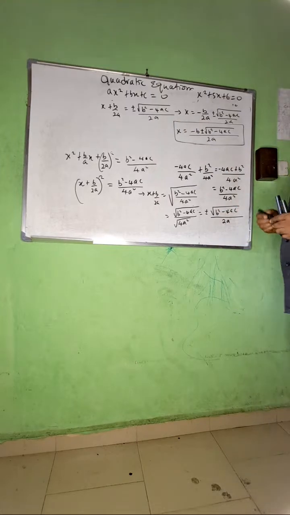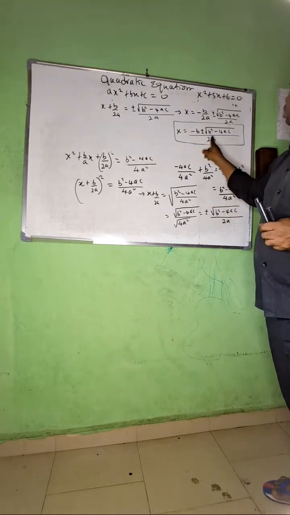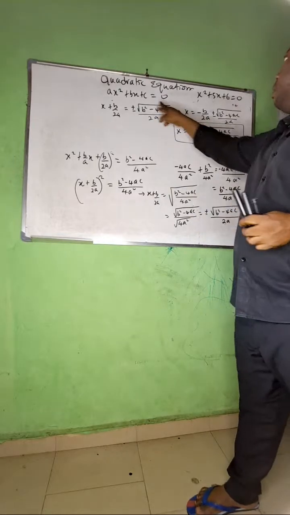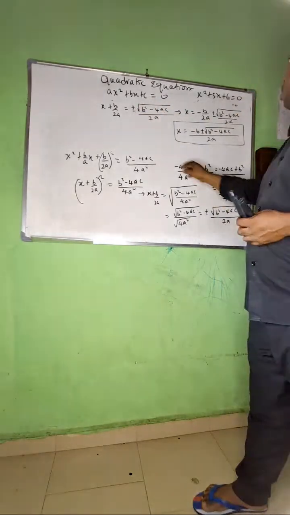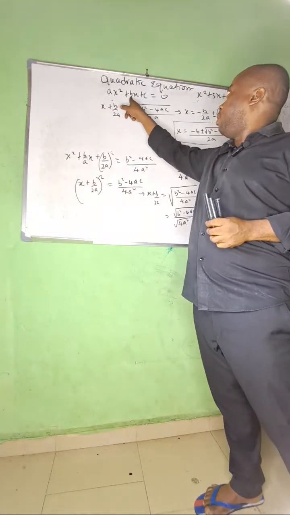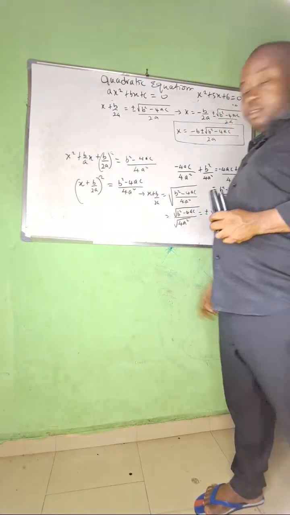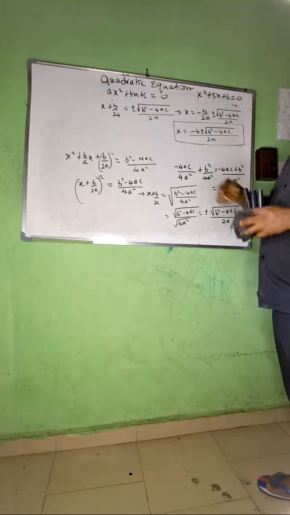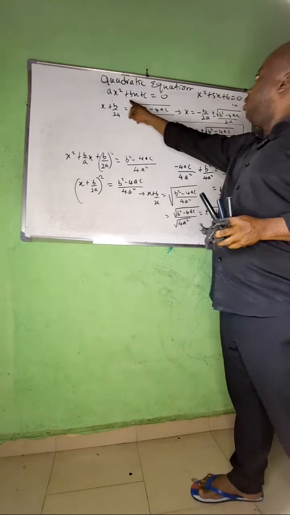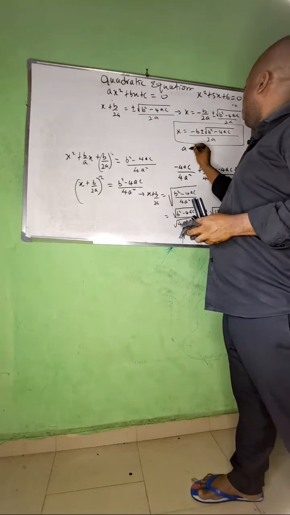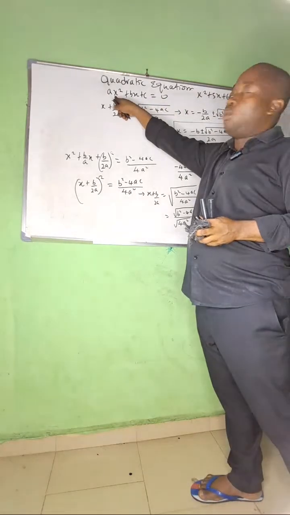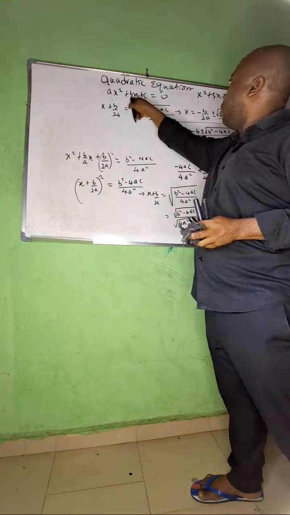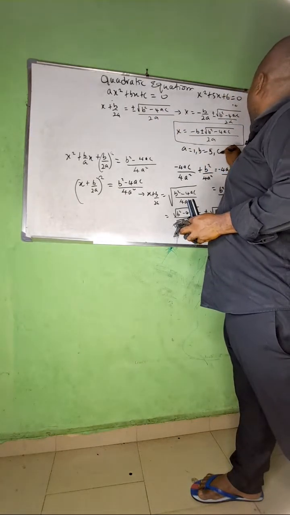Now, recall that this a is the a we have here, this b is the b we have here, and this c is the constant term. Of course, a is the coefficient of the quadratic term x squared, b the coefficient of the linear term x, and c the constant. So for us to use this to solve this equation, we compare these two equations. We see that a equals 1 because a is the coefficient of the quadratic term, b is 5, and c is 6.